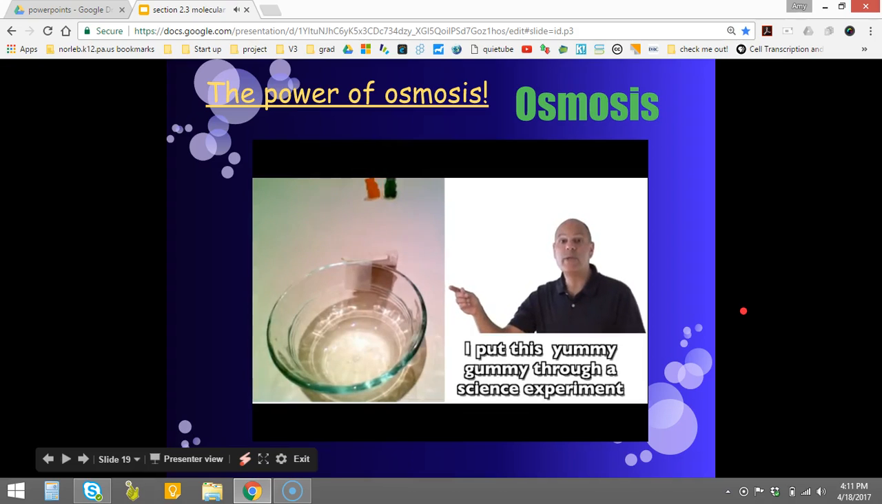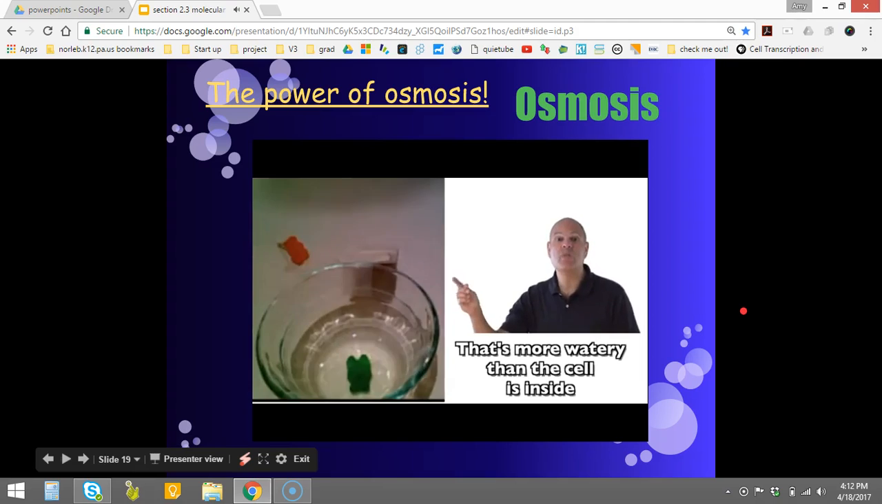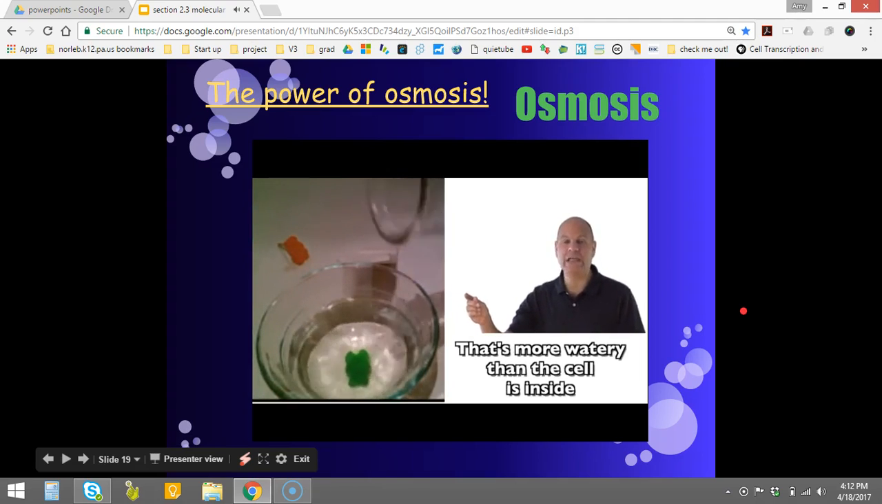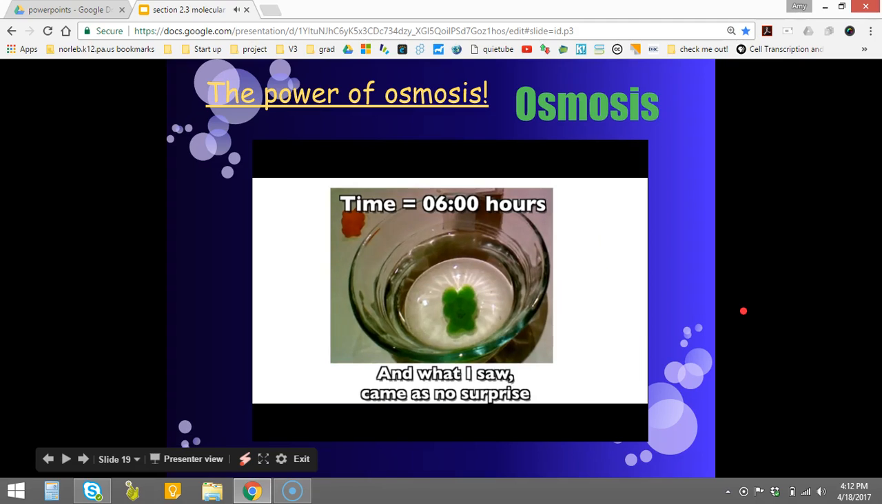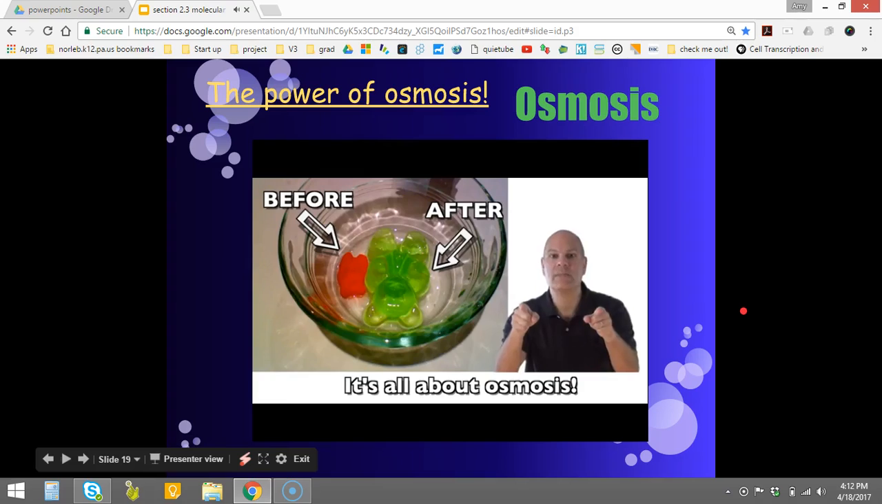I put this yummy gummy through a science experiment that models what happens to a cell in an environment that's more watery than the cell is inside. And what I saw came as no surprise. My gummy expanded, quintupled in weight. My gummy expanded and increased so great. So listen up as Mr. W explains this. It's all about osmosis.